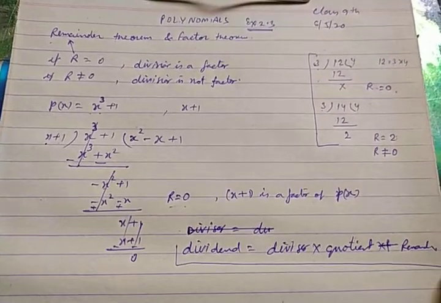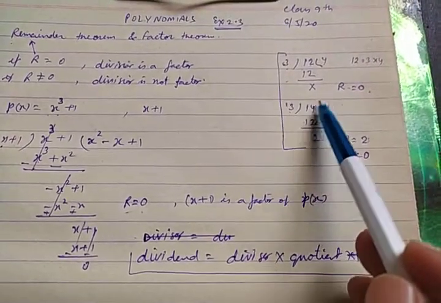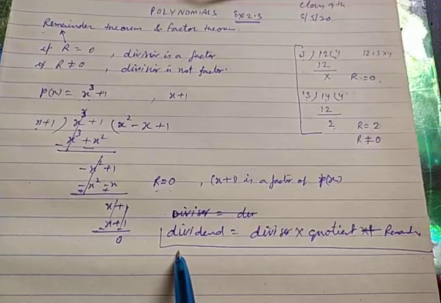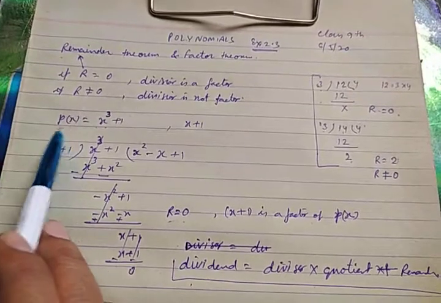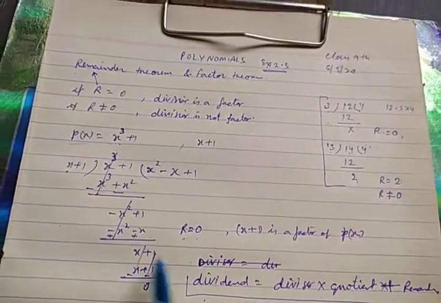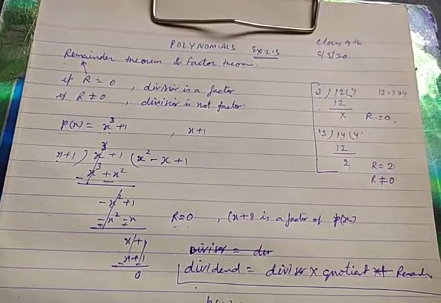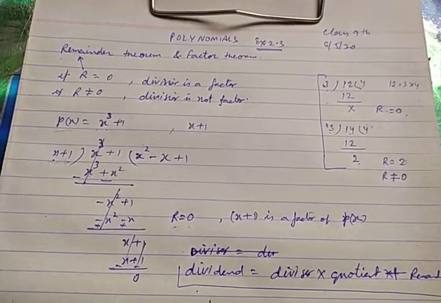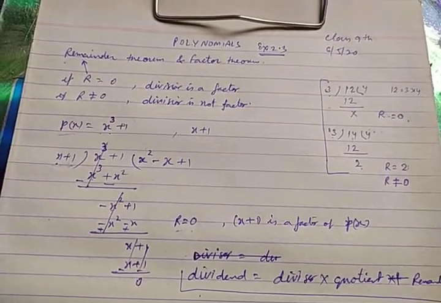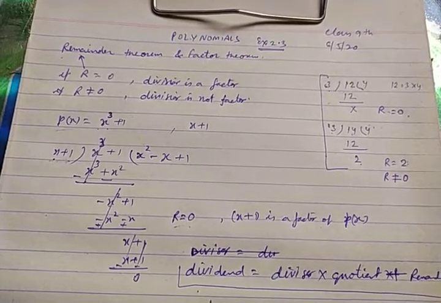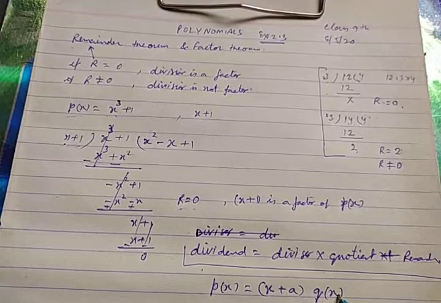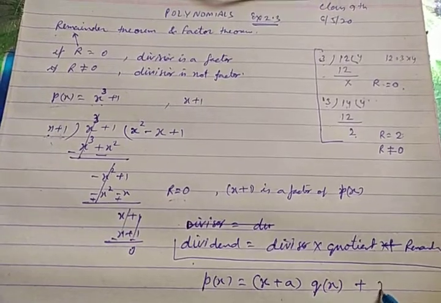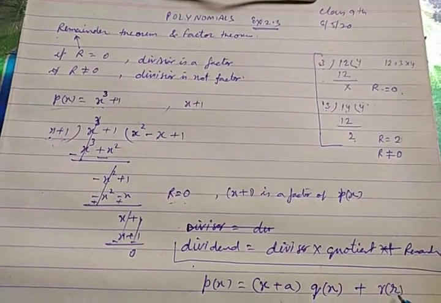This is a formula. It means if you multiply 3 by 4, that is 12, and add the remainder 2, you will get the dividend. In the same manner, this can be expressed as an algebraic expression. Suppose your dividend is p(x) and the divisor would be any factor. Divisor can be taken as x plus a or x minus a, whatever, into the quotient, which can be represented as q(x). Q stands for quotient, and q(x) means any algebraic expression like this, plus the remainder, you can say r(x), r for remainder.